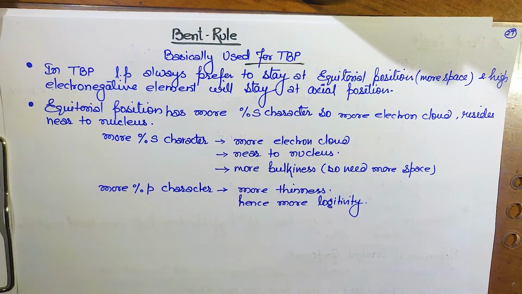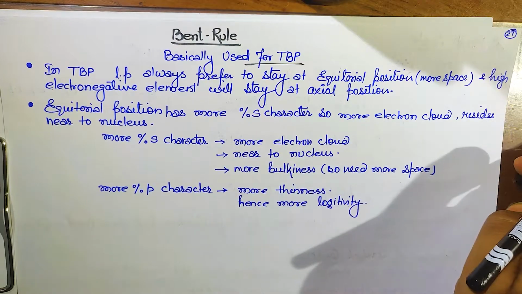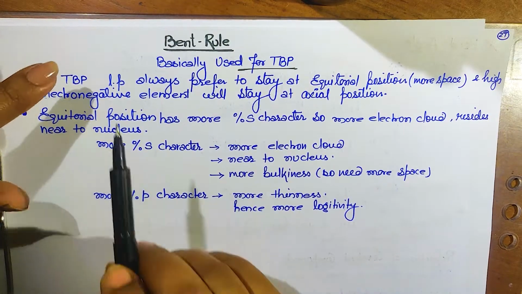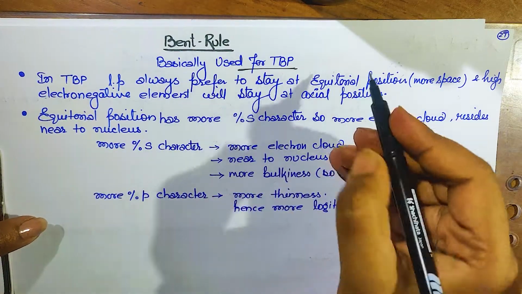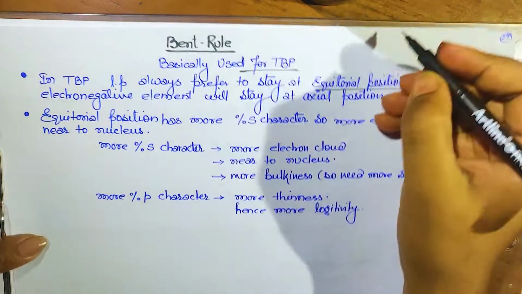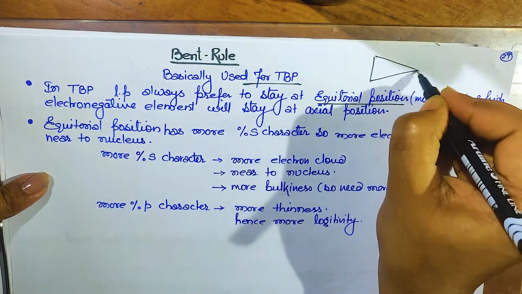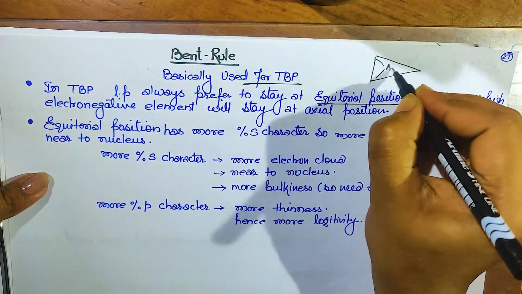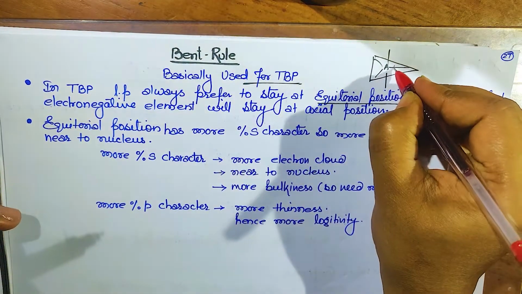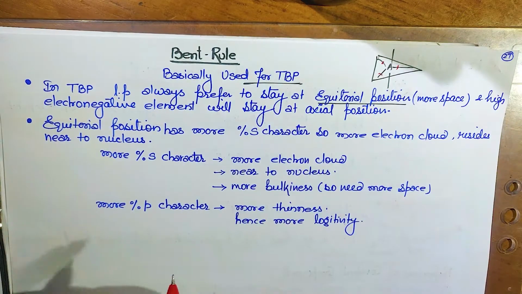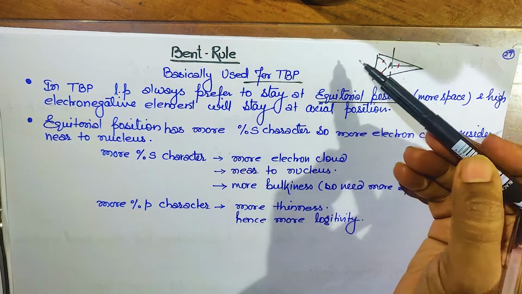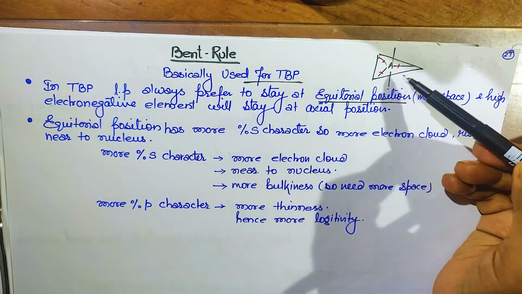So what does this rule say? First of all, a few important points I have written. You should know this. In the TBP, that means trigonal bipyramidal, the lone pair always prefers to stay at the equatorial position. If I am drawing the trigonal bipyramidal like this, this one is called the equatorial position, and this one is also called the equatorial position. Got it? So the lone pair always prefers to stay at the equatorial position.